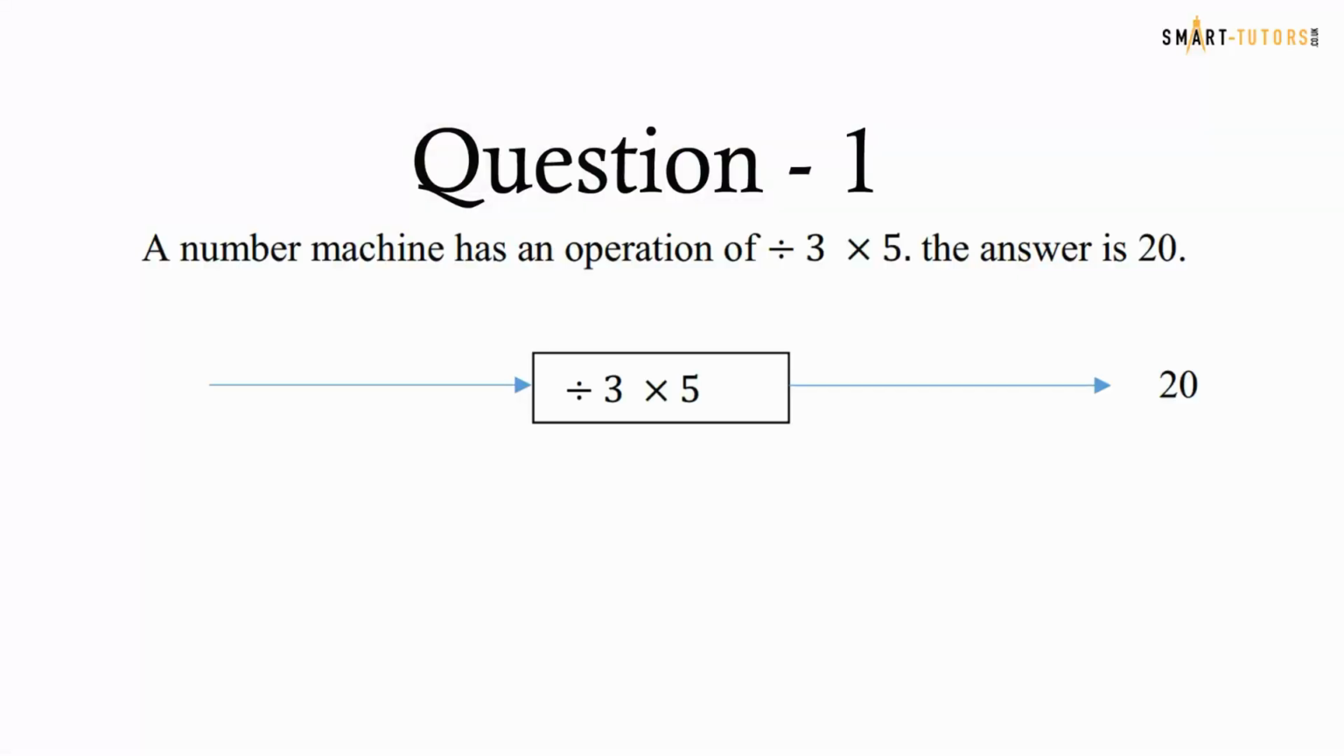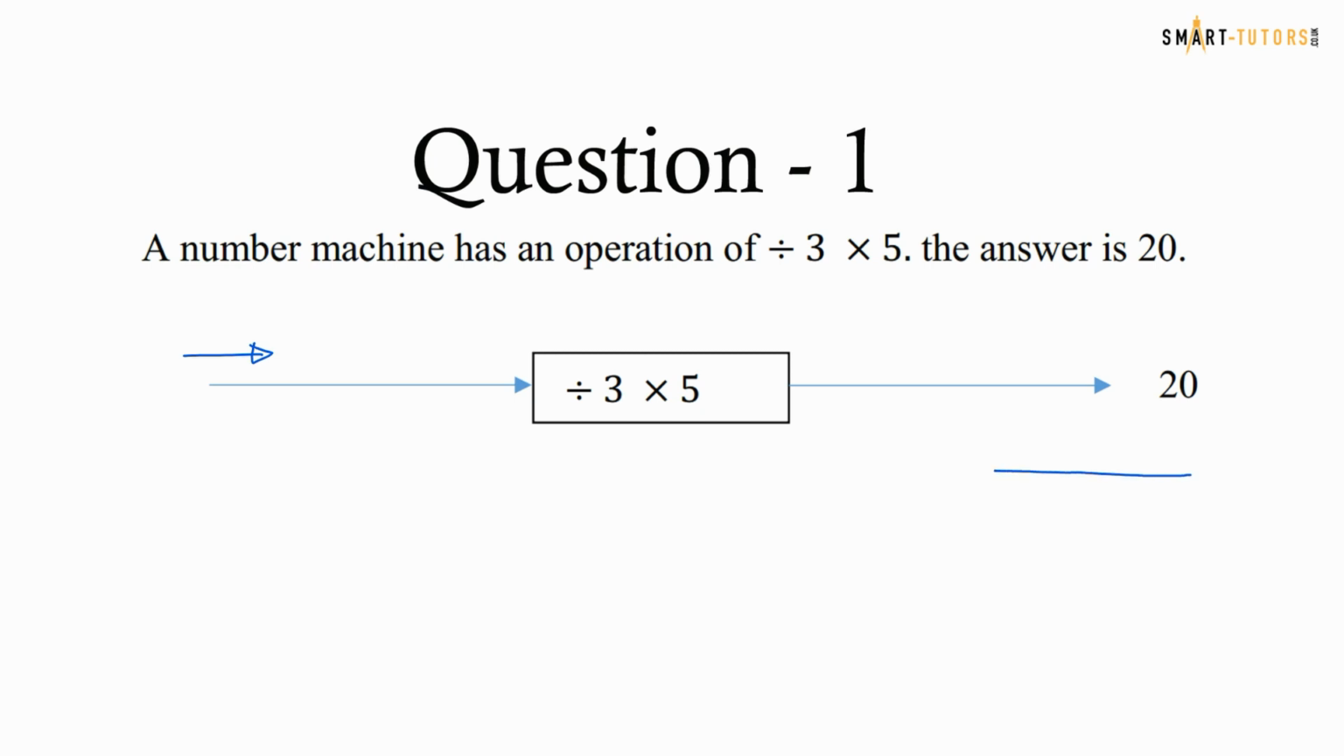Hello everyone, let's look at the working out of each and every question now. Question number 1. A number machine has an operation of division 3, multiplication 5. The answer is 20. So it's a number machine, you're giving some input, right? And that machine is going to divide that number by 3 and times that number by 5 and produce the result as 20. The way to do this question is do the inverse operation from the reverse order.